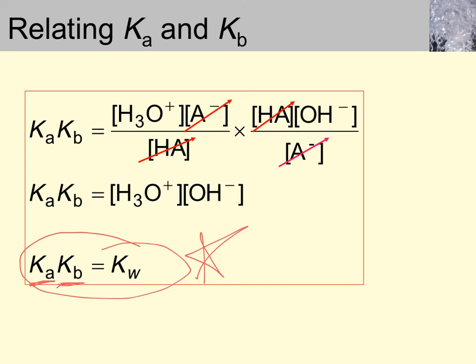Ka times Kb equals Kw. You remember what Kw was? It's 1 times 10 to the minus 14. So that's kind of another cool relationship. That means that if you know either Ka or Kb, you can find the other one.